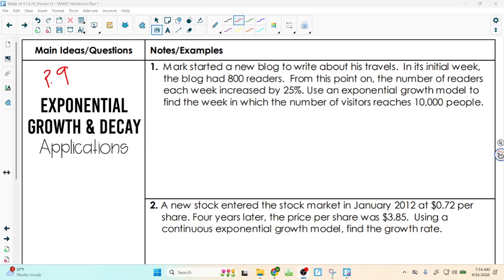Okay, in this video, we are going to talk about word problems where you may need to use logs or log properties, things like that, to get your answer.